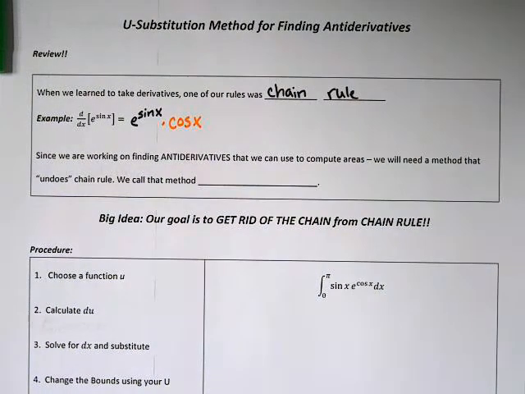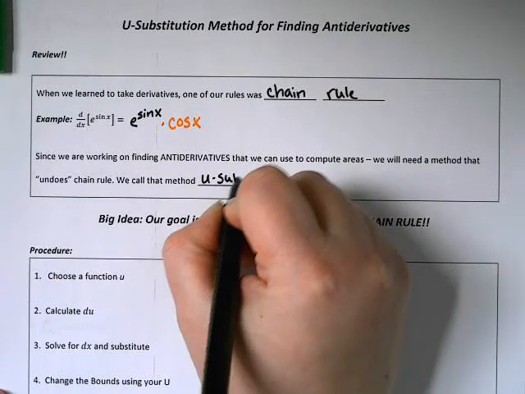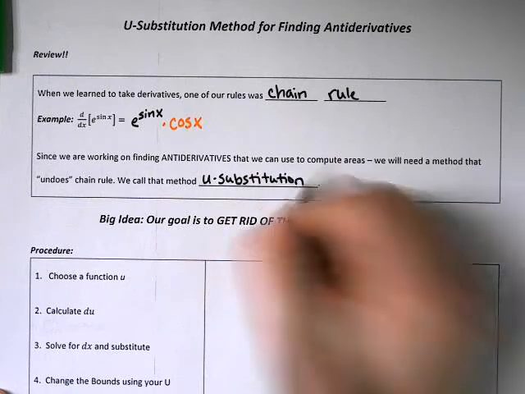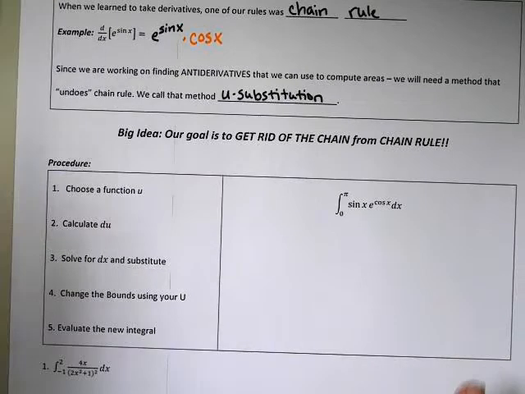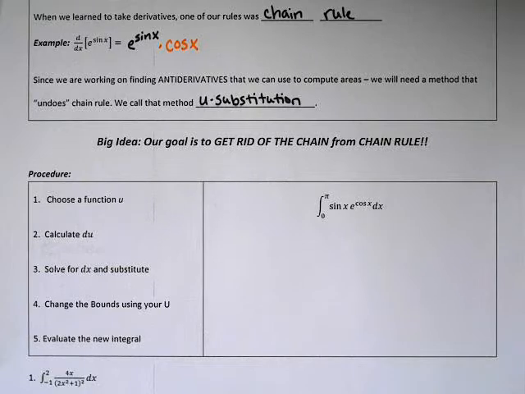All right, so since we're working with finding antiderivatives to compute these areas, we have to undo the chain rule. So we call this method U substitution. So again, the big idea here is we're getting rid of the chain from the chain rule. So we have to talk about how to do that. So we've got these steps here that we're going to follow. We're going to go through this example very in detail, step by step. Then we'll do 2 of the examples in the video, and we'll do the rest in class tomorrow.